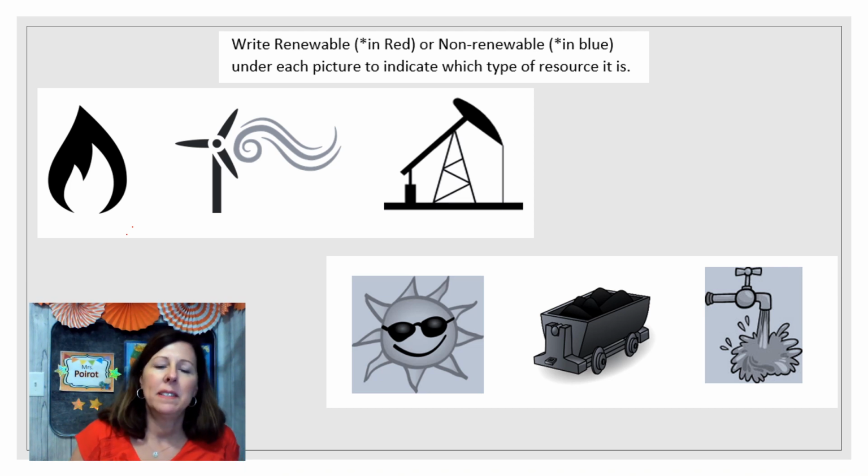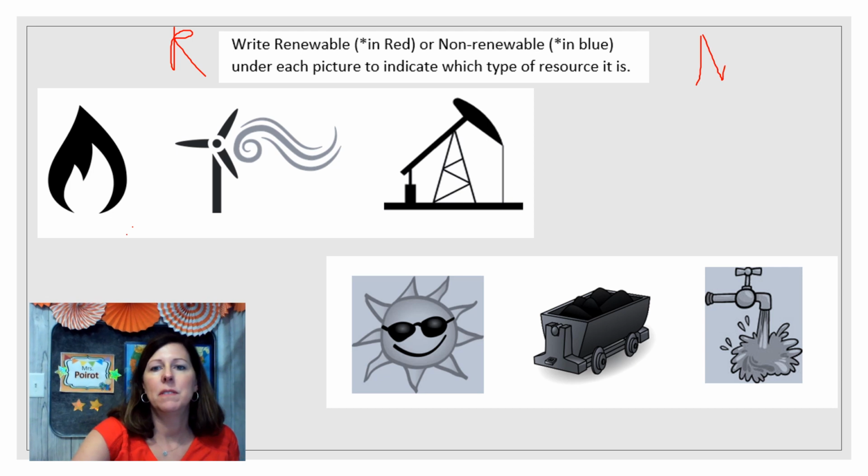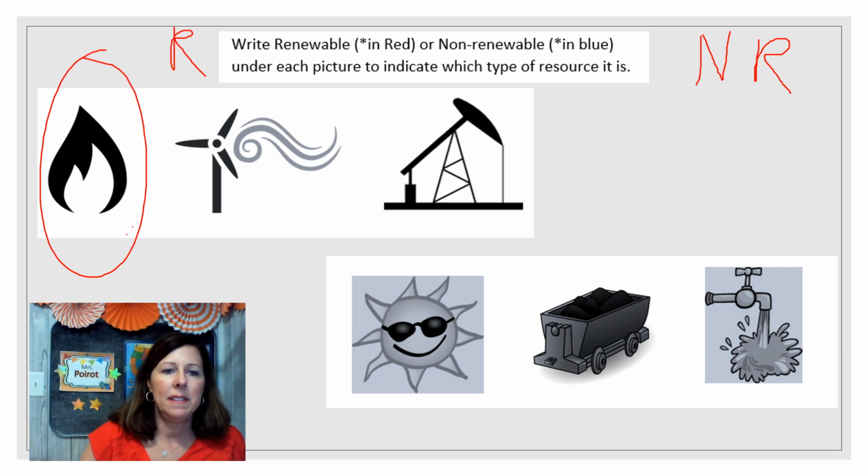Okay, so let's practice looking at these photos to determine if these are renewable or non-renewable natural resources. If it's renewable, we're going to write an R. If it's non-renewable, we'll write an NR. Okay, so let's look at this first one. This is a flame, and it's representative of natural gas. So do you think that is renewable or non-renewable? If you guessed non-renewable, you're correct. Make sure you have an NR underneath that on your paper.